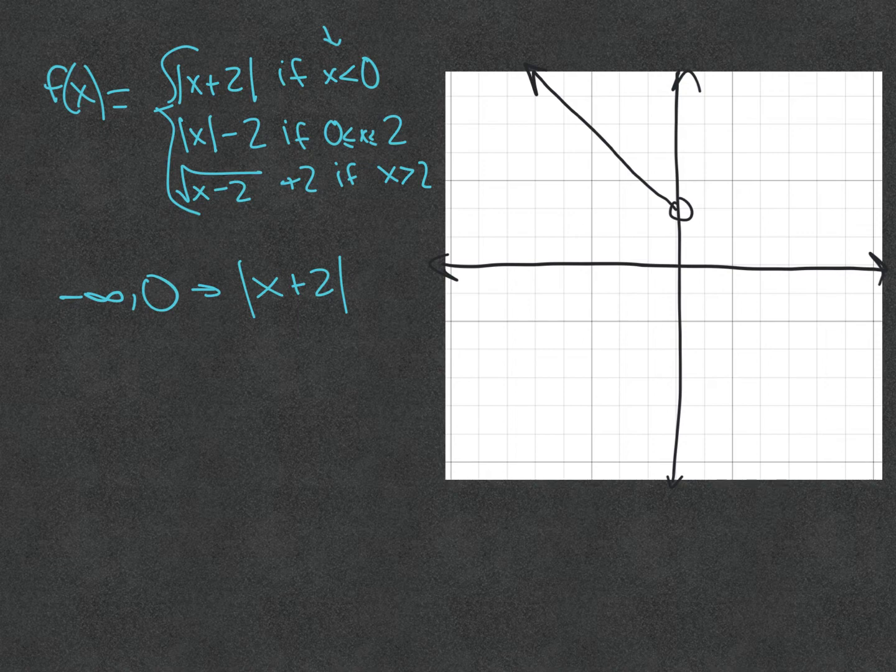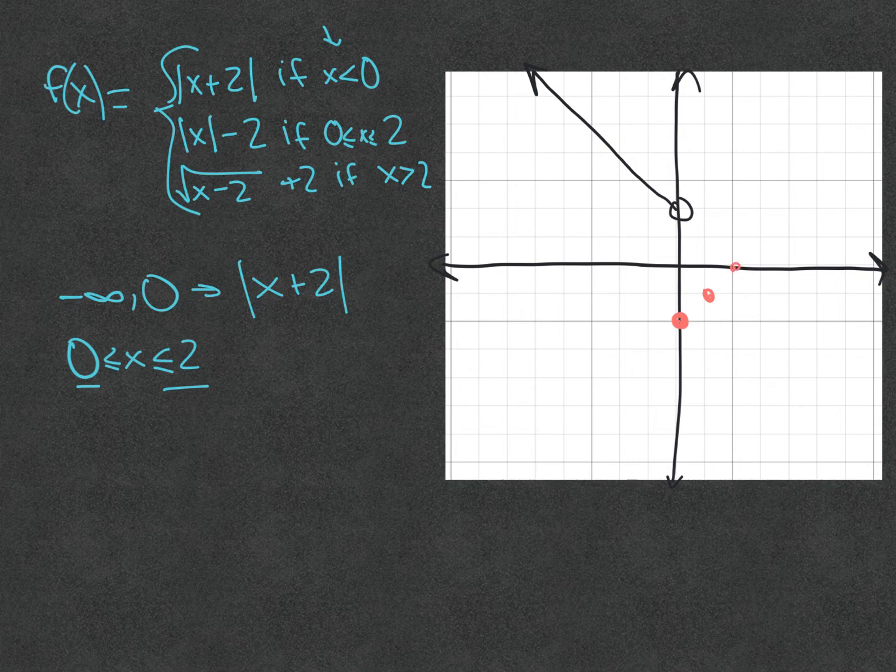Now the second piece, we've got a closed circle at 0 and a closed circle at 2. Our x values are between them. The reason why we have the closed circle is it's the or equal to, and we're looking at the absolute value of x minus 2. And that's going to be from 0 to 2. So at 0, we're at negative 2 with a closed circle. At 1, we're at 1 minus 2, negative 1. And then at 2, we're actually at 0.